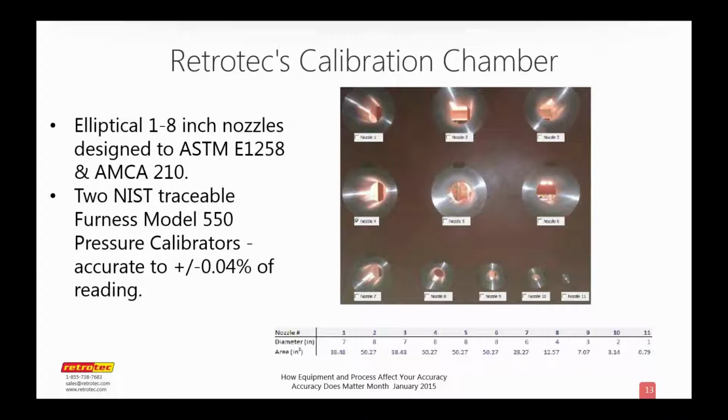And these are two NIST traceable Furnace model 550 pressure calibrators. I have the serial numbers, but I don't know if I should share them, so I'm going to keep them to myself. They're accurate to plus or minus 0.4/100th% of a reading. So the system flow rates are determined using this test fan gauge shown above.